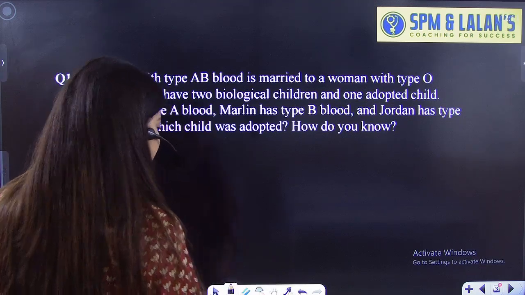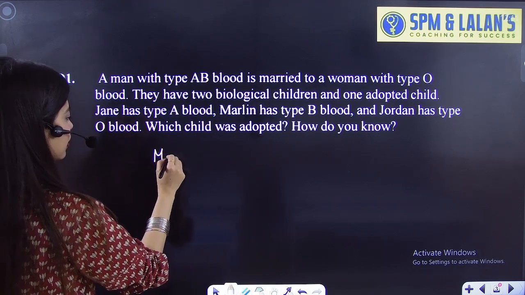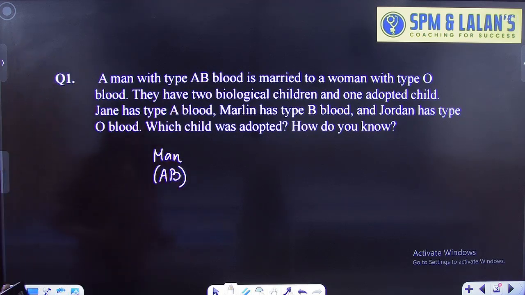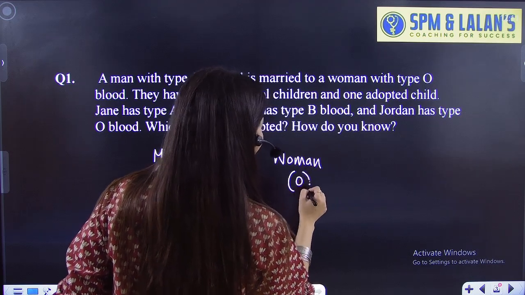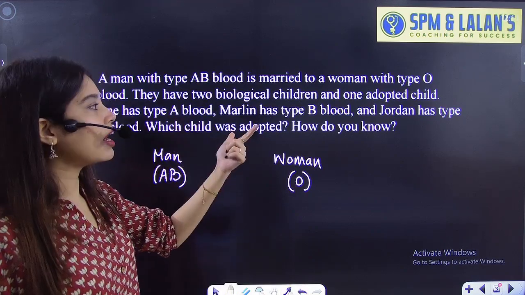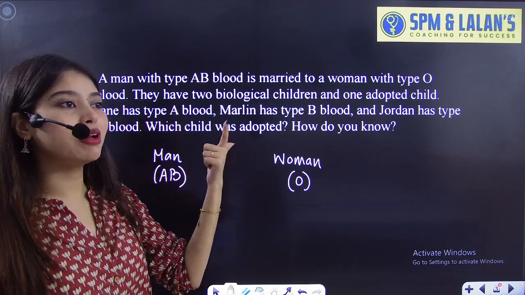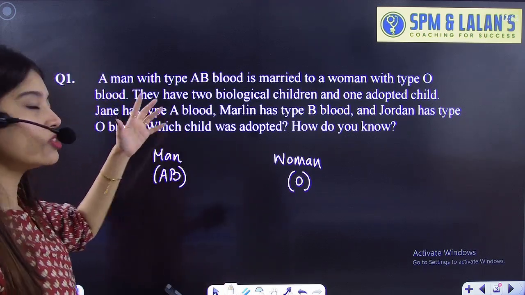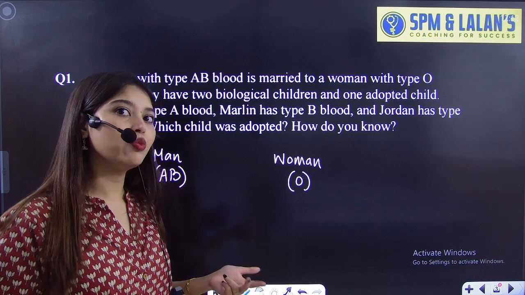Okay, so let's see. The question itself says that the man has blood group AB, right? And the woman to whom he is married has blood group O. We are given three children's names, Jane, Marlin, and Jordan. Jane has blood group A, Marlin has blood group B, and Jordan has blood group O. So we have to find out which of these children are biological and which one is adopted.